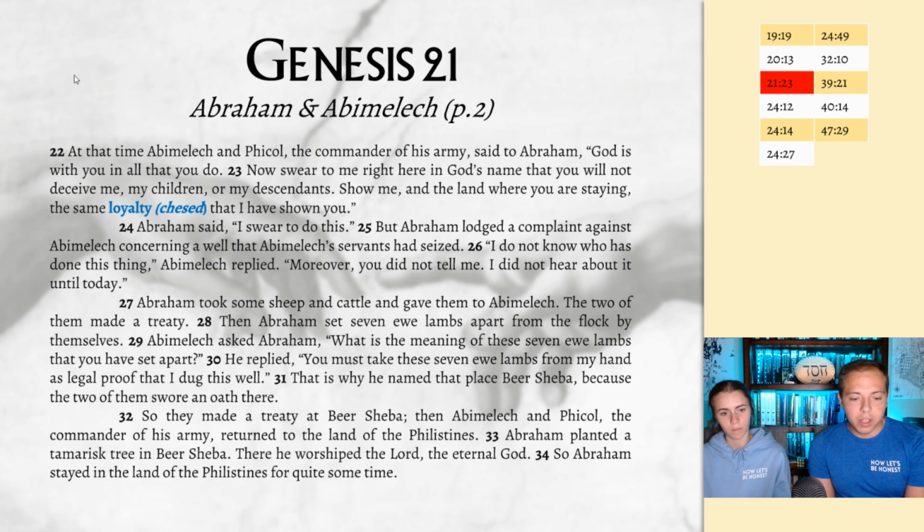Then Abimelech and Phicol, the commander of his army, returned to the land of the Philistines. Abraham planted a tamarisk tree in Beersheba. There he worshipped the Lord, the eternal God. So Abraham stayed in the land of the Philistines for quite some time.